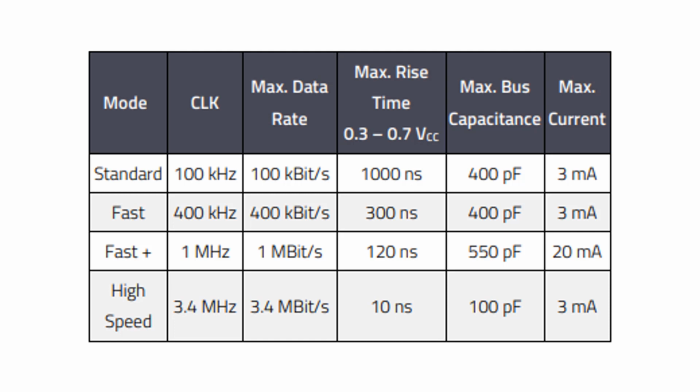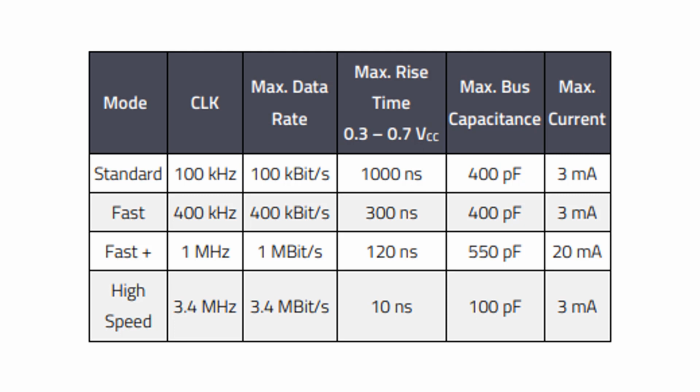For standard mode, where the max data rate is 100 kilobits per second, the maximum rise time is 100 nanoseconds, while the max bus capacitance is 400 picofarad, and the max current is 3 milliamps. On the other end, the high-speed mode operates with a max data rate of 3.4 megabits per second and a max rise time of 10 nanoseconds. Here, the max bus capacitance is 100 picofarad, and the max current is 3 milliamps.